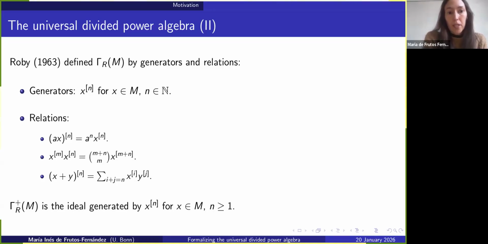This ring is easy to formalize as a ring. We do this by considering the multivariate polynomial ring, where the variables are indexed by pairs (x, n), where x is an element of M and n is a natural number. Then we just formalize this list of relations, and that gives us the ring that we want. Similarly, getting the ideal is easy.